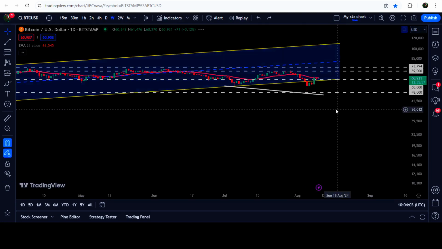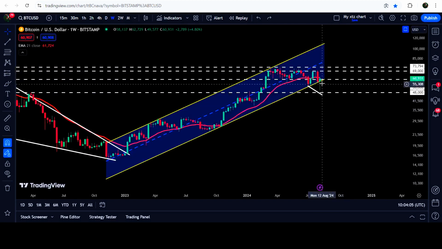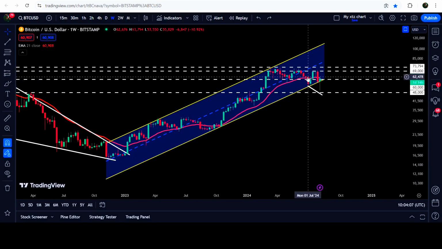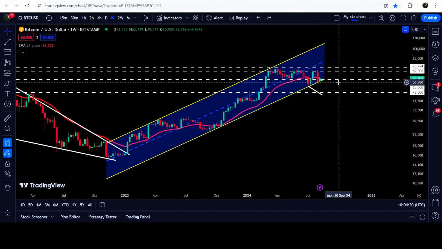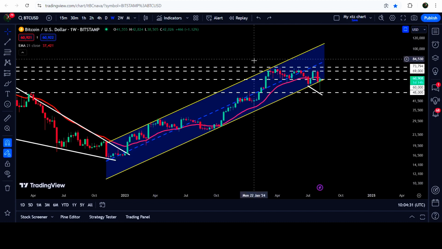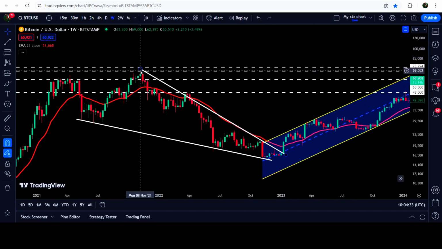Now this uptrend line resistance can again work as support for the price line, and now we need to break out this red line, the exponential moving average 21, the EMA 21 on this 7 days time frame chart. That is now working as resistance for the price line. And after that, if the price line breaks out the EMA 21, then I'm expecting that soon it can again try to break out this long-term resistance zone that starts from $69,000 and goes to $73,794. This resistance zone is coming from the month of November 2021.